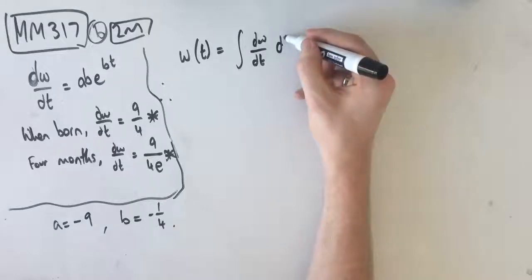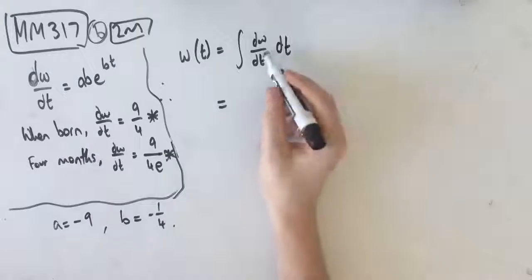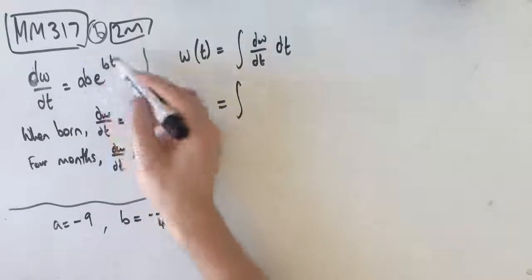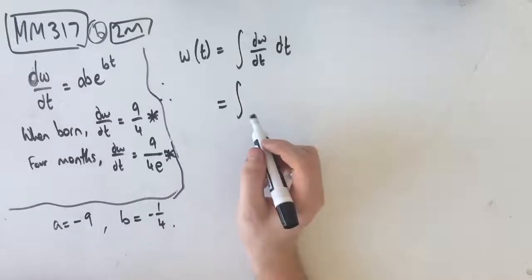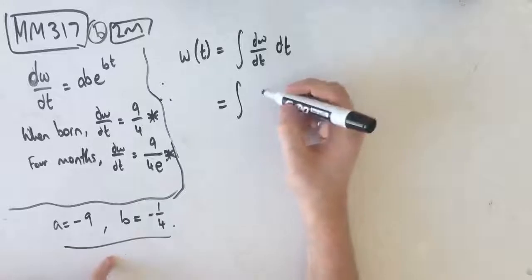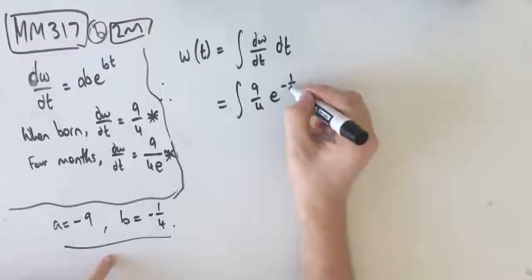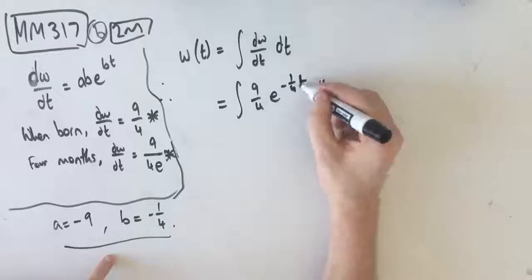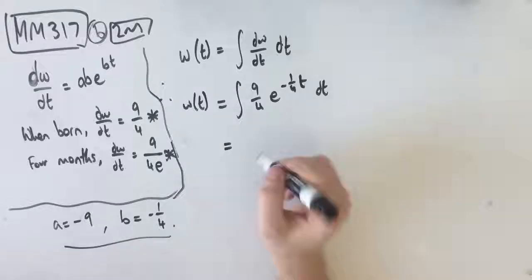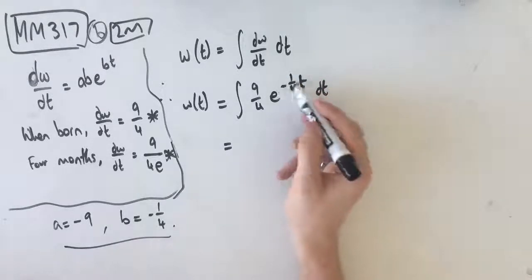Dt, yeah. Awesome. So we know that dW/dt is equal to this, but we also know that a is -9 and b is -1/4, like down here. Which means we get 9/4 e to the negative 1/4 t. We're going to need to find the integral of this. Integrating this, we get this coefficient of t.